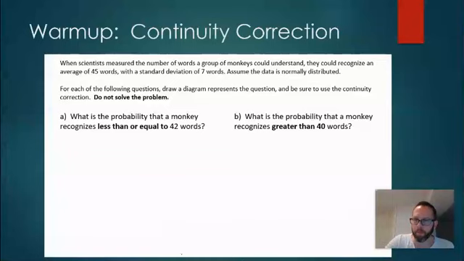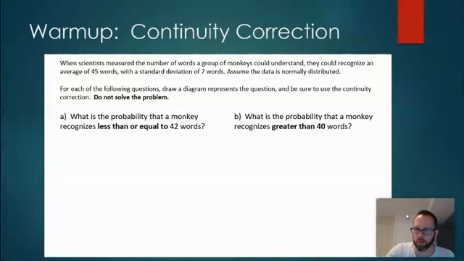It's a bit of a warm-up. Last day you were introduced to this idea of the continuity correction because the normal distribution is a continuous distribution. But often things that involve discrete data follow a normal distribution as well. And we'd like to be able to tie the two together. So for example, we got this warm-up question.